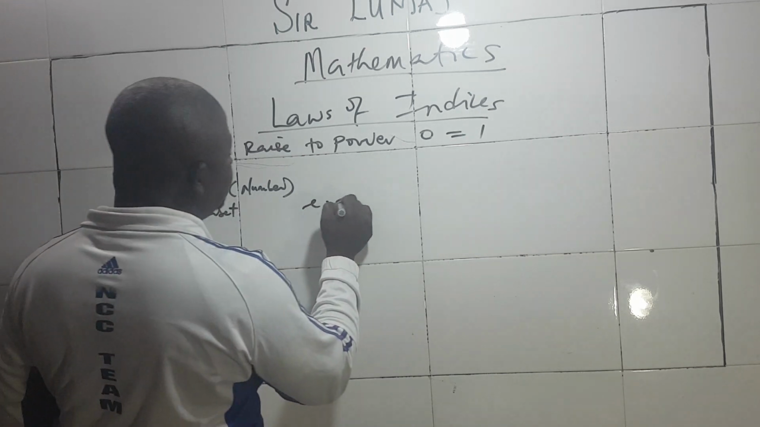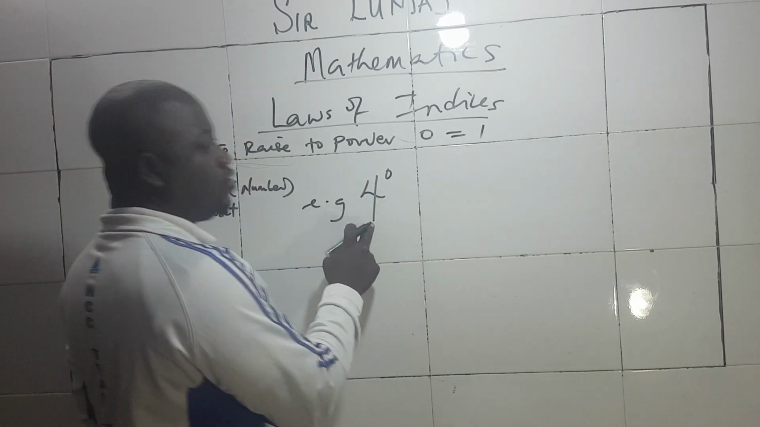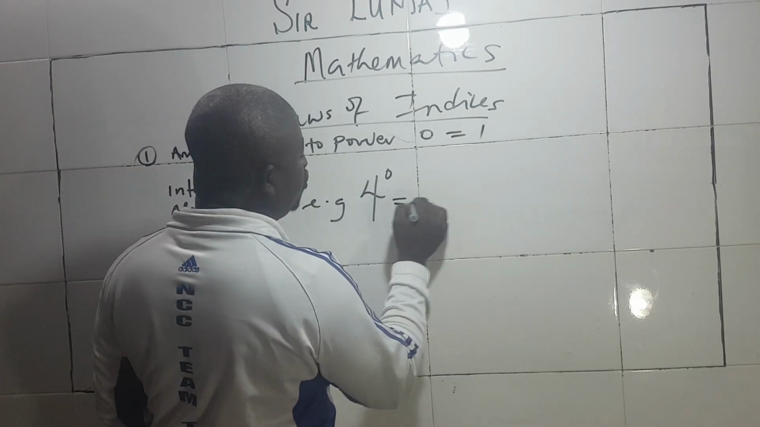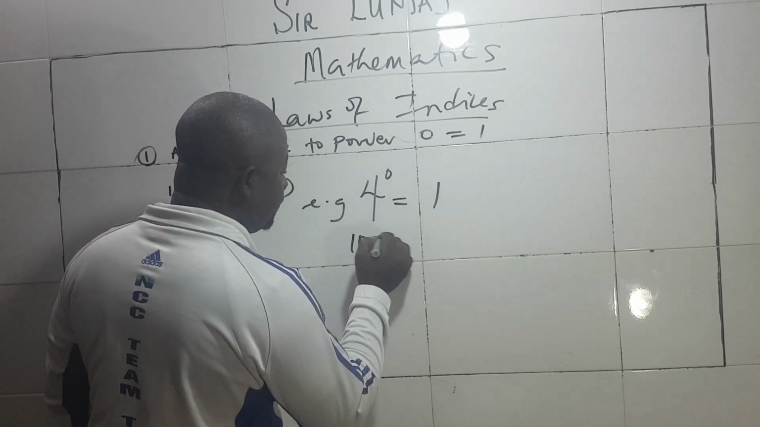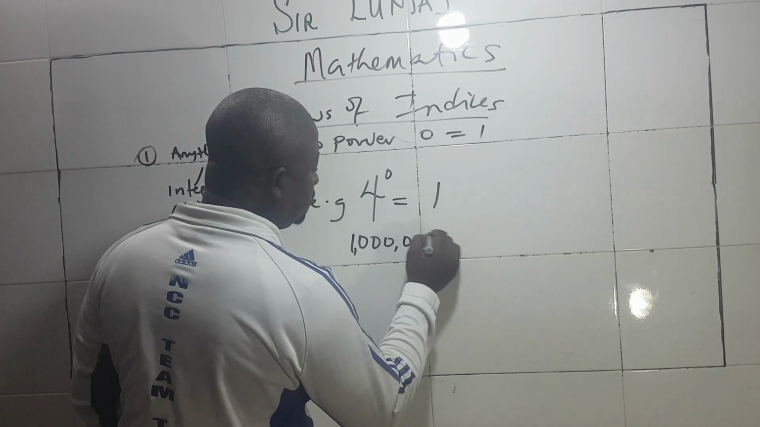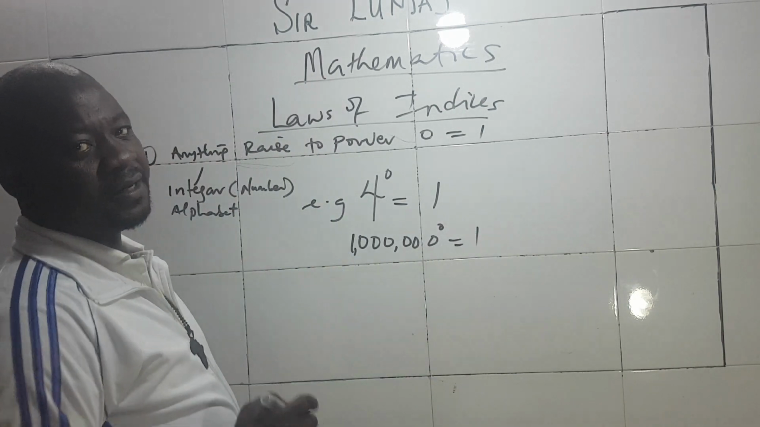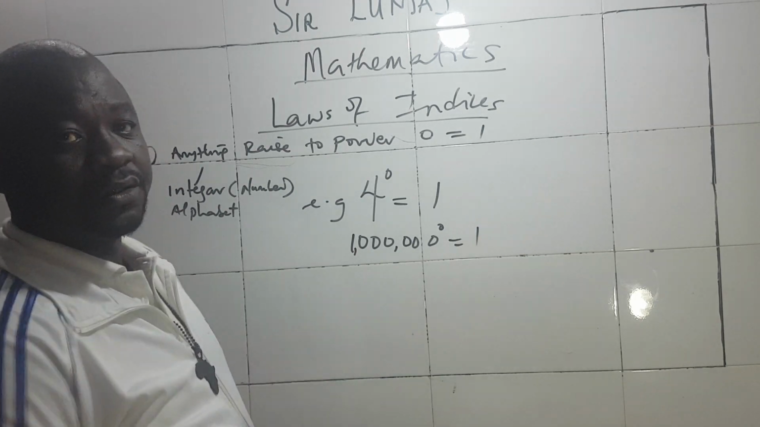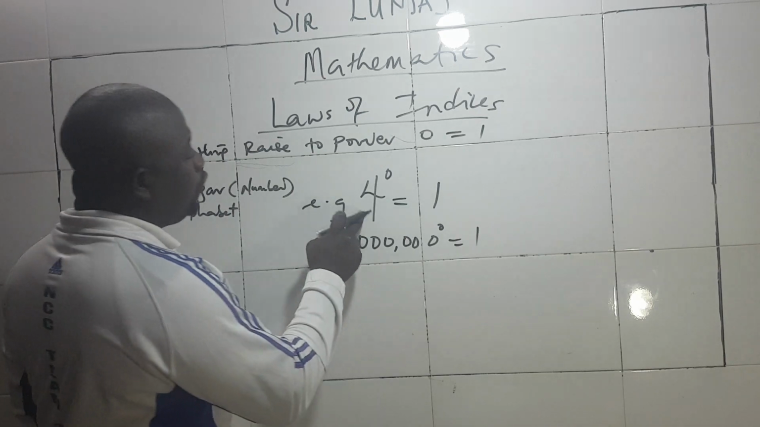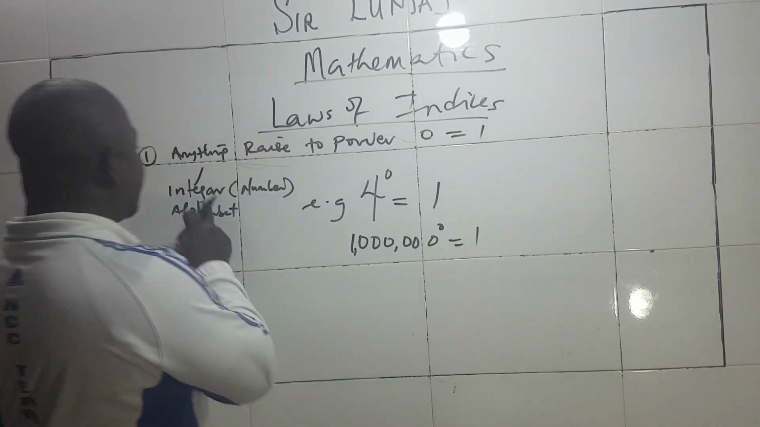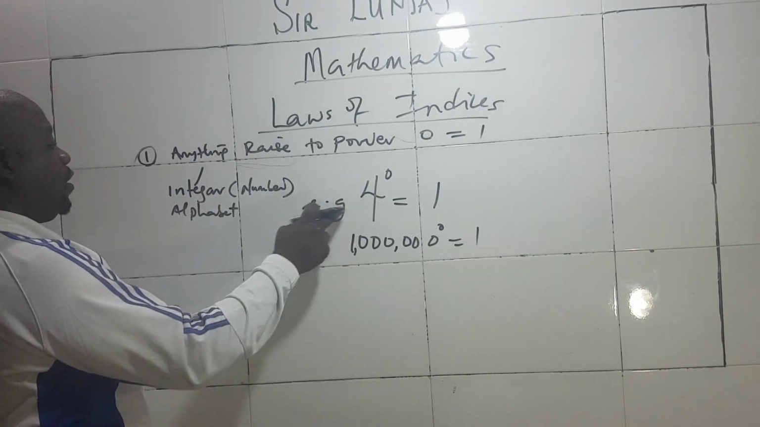So for instance, if I say 4 raised to power 0, 4 is an integer, it's a number. 4 raised to power 0 is equal to what? 1. Even if I have 1 million raised to power 0, it's equal to 1. This is not for the mathematics class; I would have proved this to us with differential calculus. So 4 raised to power 0 is equal to 1, because anything raised to power 0 is 1. So I proved it for a number.